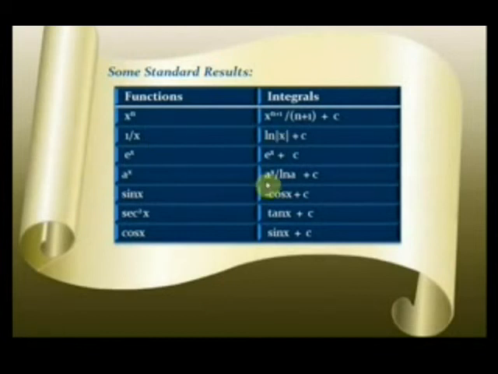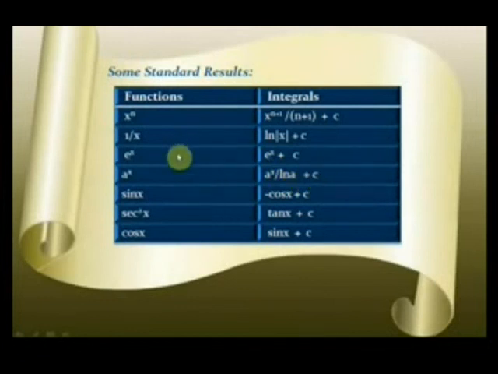If f(x) is equal to 1 by x, then its integral is given by ln of modulus x plus c. Modulus x, because this value has always got to be positive for ln to be defined. If f(x) is e to the power of x, then its integral is e to the power of x plus c. The integral remains the same as f(x) with the exception of a constant. If f(x) is equal to a to the power of x, then the integral is given by a to the power of x divided by ln a, plus the constant of integration.